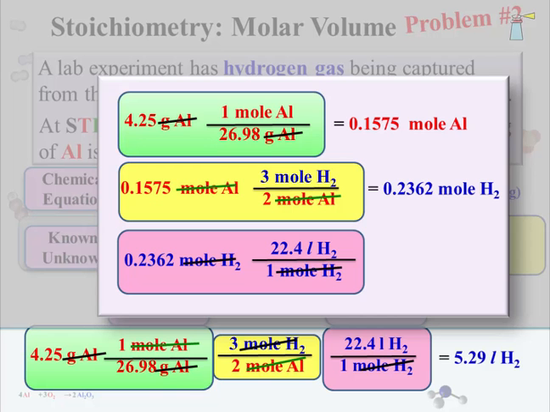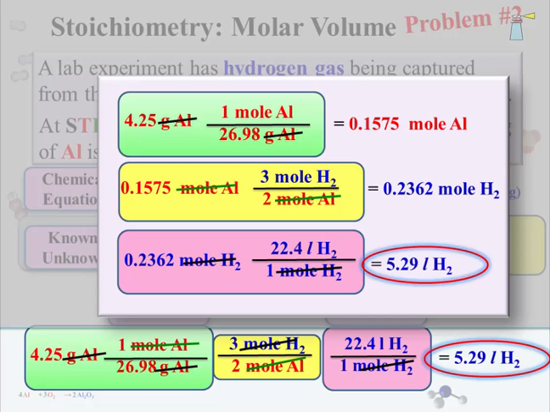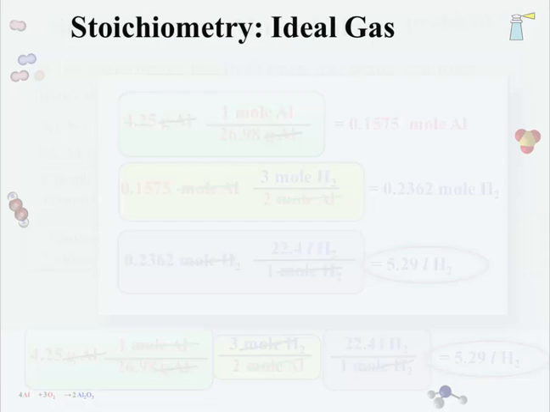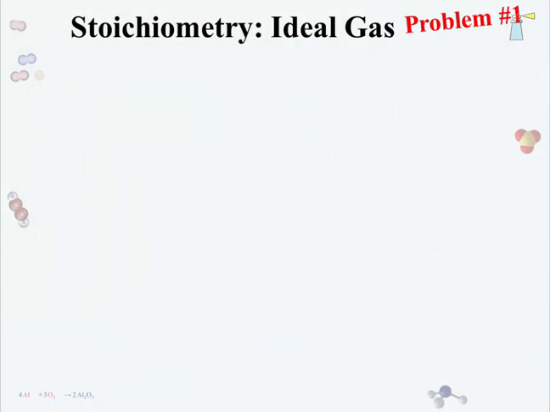Canceling moles of hydrogen and doing the math gives that same 5.29 liters of hydrogen. And now to a couple stoichiometry problems that employ the ideal gas law equation.